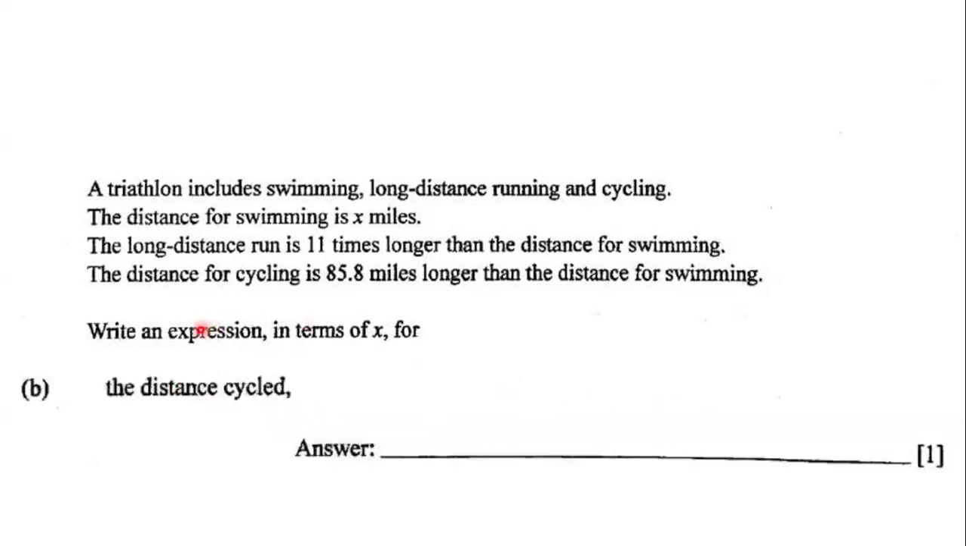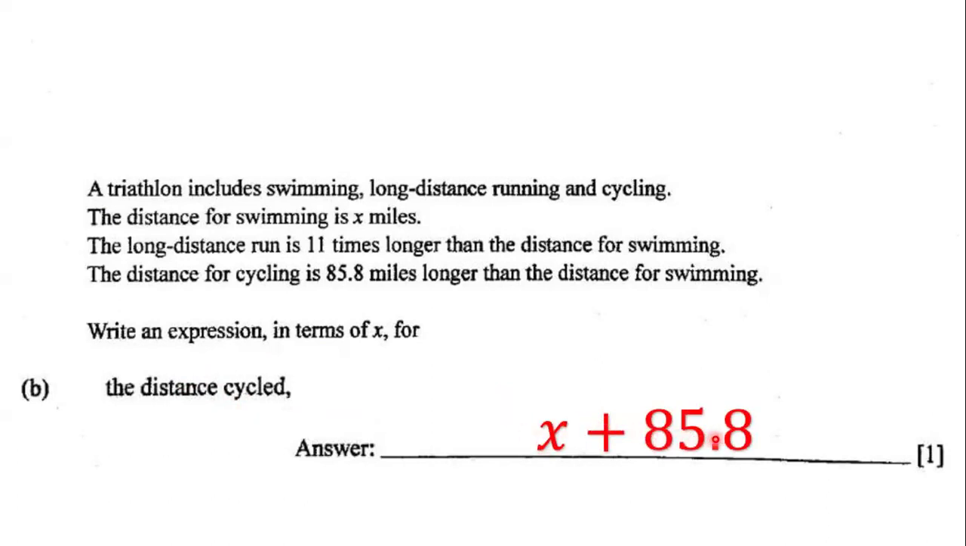Next, the question asks, we have to write an expression in terms of X for the distance cycled. Well, according to the question, the distance for cycling is 85.8 miles longer than the distance for swimming. What is the distance for swimming? Well, the distance for swimming is X miles. And so the expression for the distance cycled would be X plus 85.8.